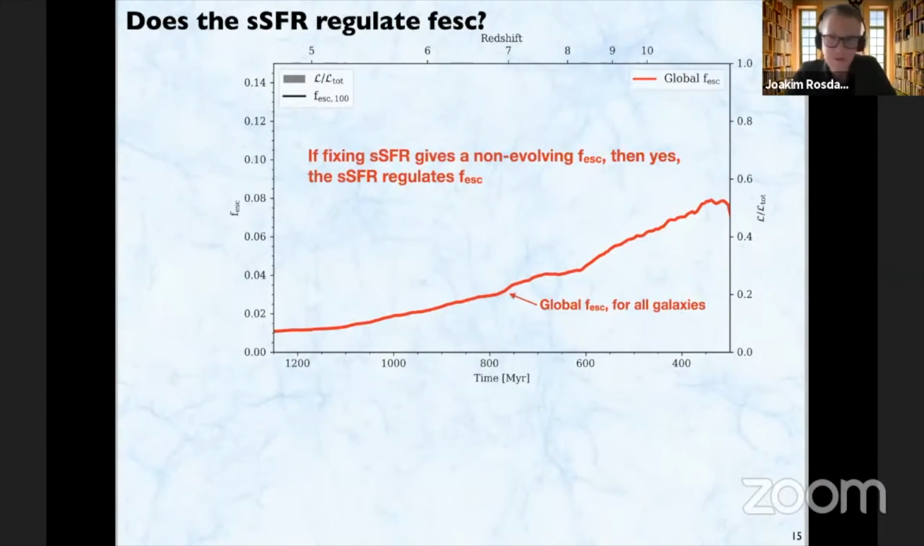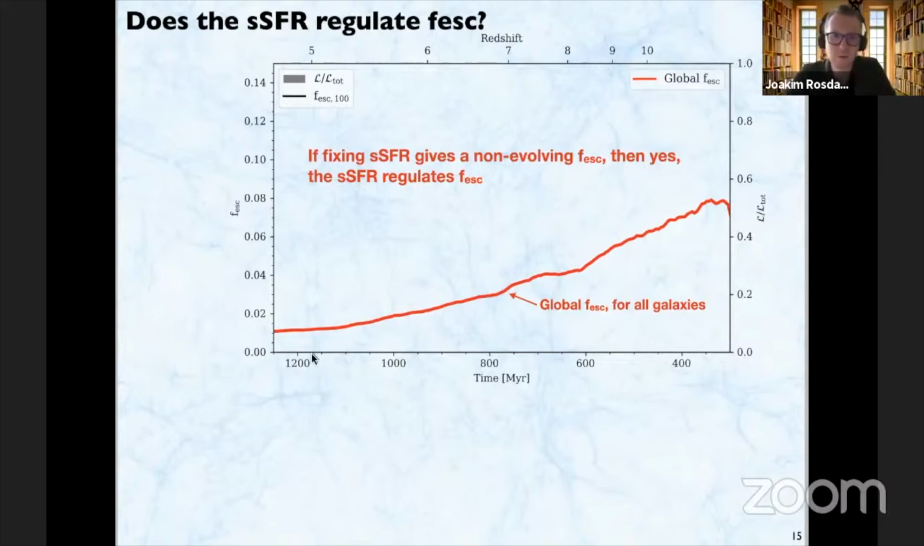So to drive that a bit further home, we can try to isolate galaxies with specific star formation rates and see if they retain a constant escape fraction. If they do, then that's a very clear indication that the evolution in escape fraction is just dominated by galaxies shifting towards lower and lower specific star formation rates.